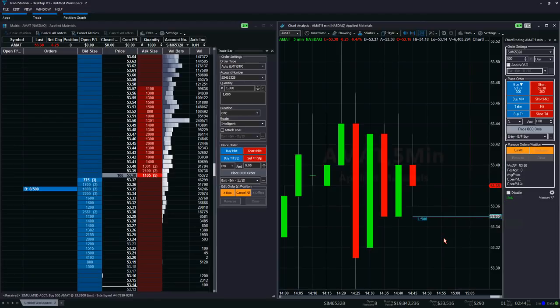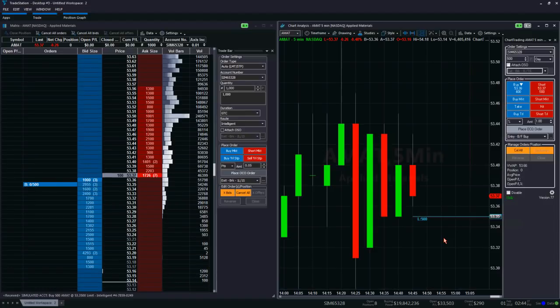Okay, so sometimes you'll need to click and drag so that you can be a little bit more precise as to the price that you want for your order. If you want to replace that order, let's say that that wasn't really the price that you wanted. You wanted 53.34. I can click on the line and drag it down to 53.34. So clicking and dragging is also possible right here on chart trading. So let me go ahead and click on the yellow button to cancel all.